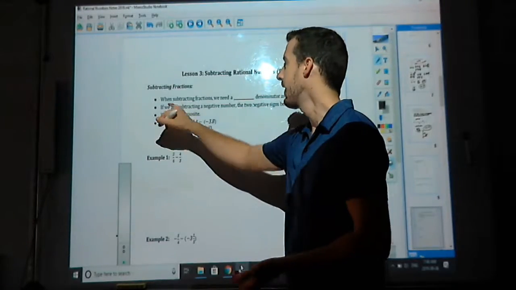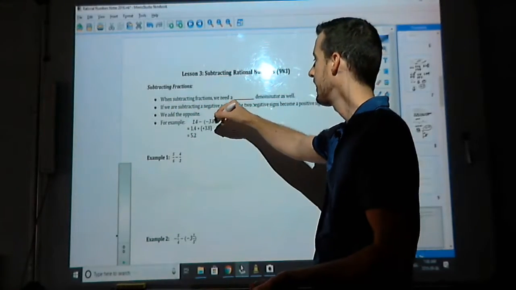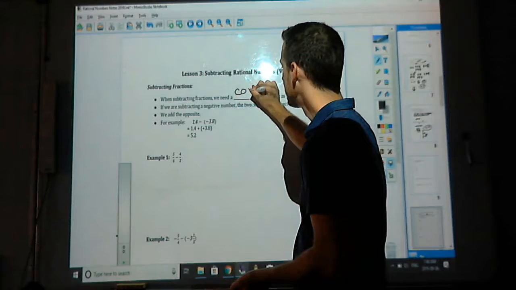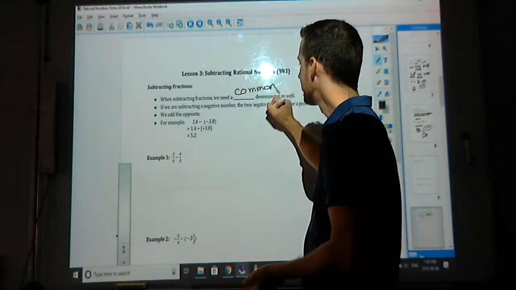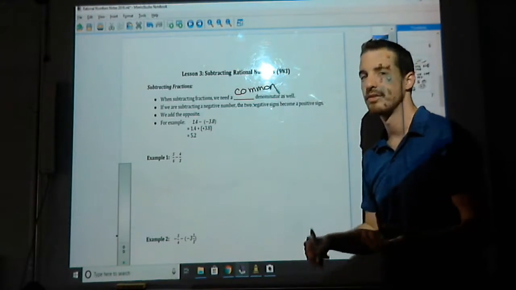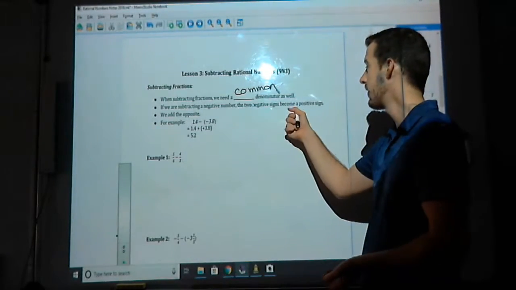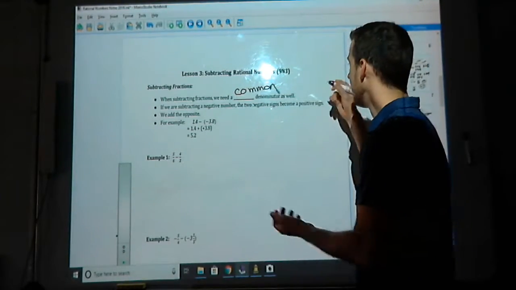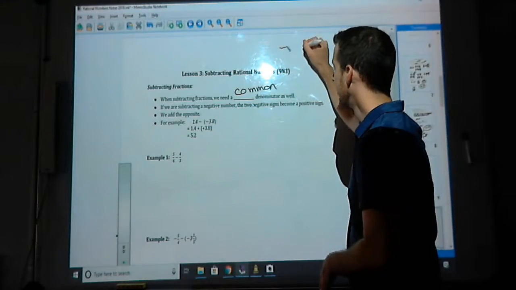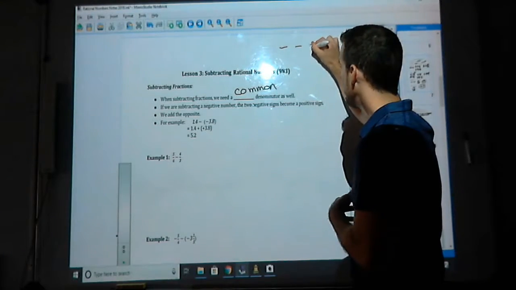Subtracting fractions, when subtracting fractions we need a common denominator as well, right? Just like when we were adding. If we're subtracting a negative number, the two negative signs become positive. So that's that whole rule that some math teachers hate, but two wrongs make a right in math, right?